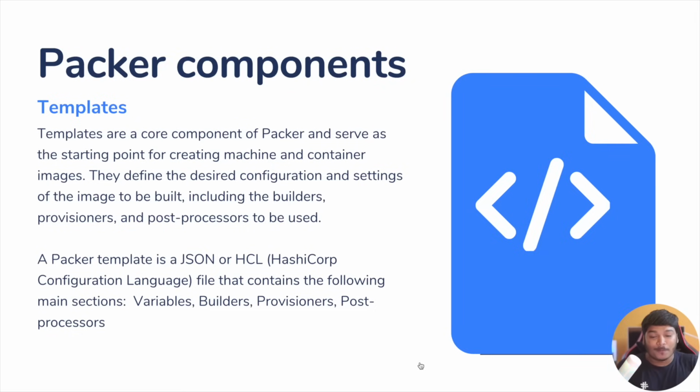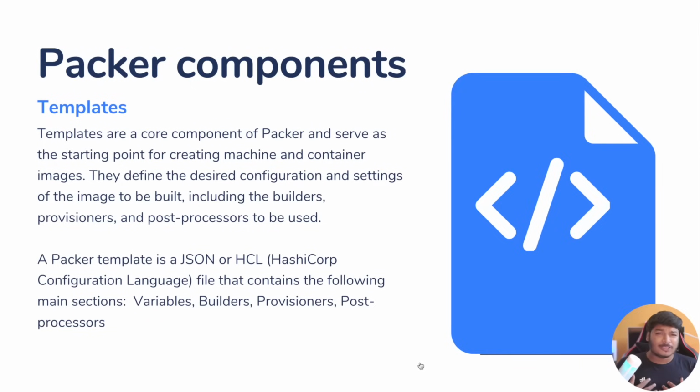Templates are the core component of Packer that serve as a starting point for creating machine and container images. They define the desired configuration. We usually define the desired configuration and settings for the image to build, including the builders, provisioners, and post-processors. If you don't know all this, hang on, you will learn about all this in a few minutes. Now, a Packer template is basically a JSON or HCL, which is HashiCorp Configuration Language, file that contains the following: the main section, then variables, builders, provisioners, and post-processors. Again, if you don't know all this, don't worry. You're going to learn in the next few slides.